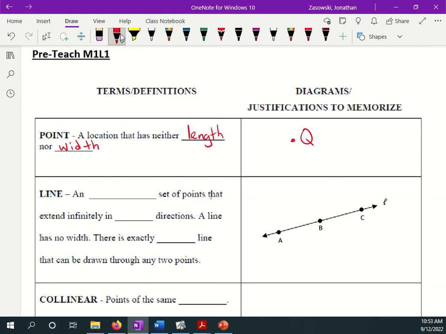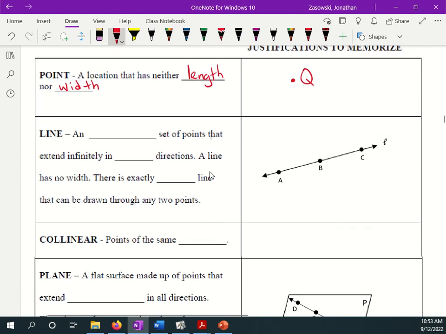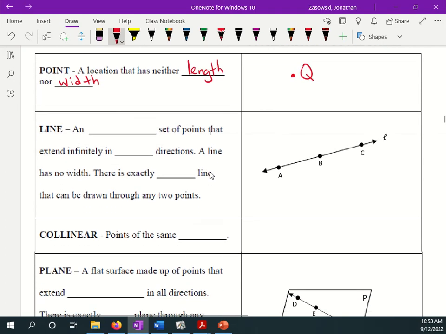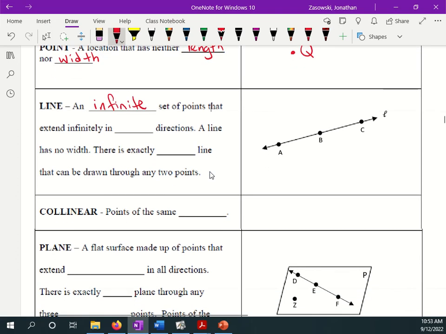All right. Now, a line is an infinite number of points. So an infinite set of points that extend indefinitely in two directions. A line has no thickness, so it has no width, just length. And if you give me any 2 points, I can draw exactly one line that can be drawn through those 2 points.